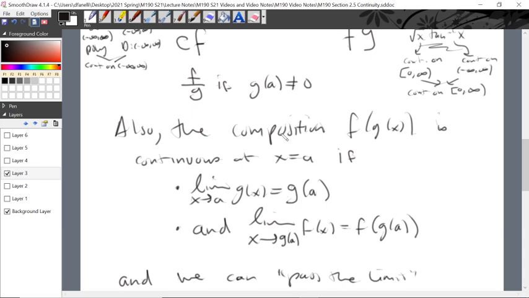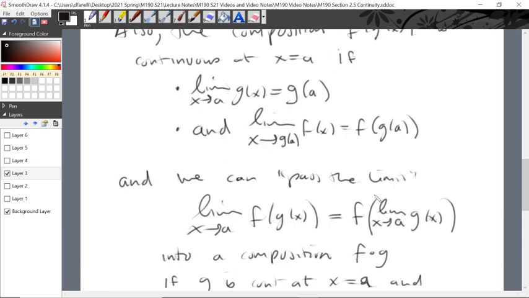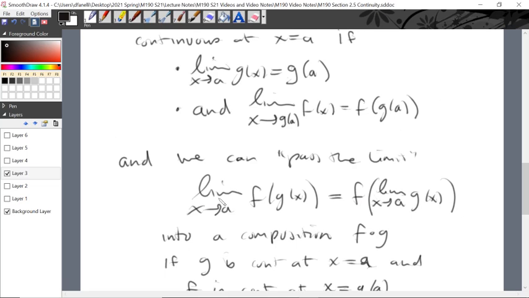So what we want to be able to do is to pass the limit through the composition in this way. When we're taking the limit as x goes to a of f of g of x, what we want to do is to be able to push the limit inside the parentheses, because g of x is the one that's going to be taking the input x. It is the output of g of x that becomes the input of f. Recall when we do a composition.